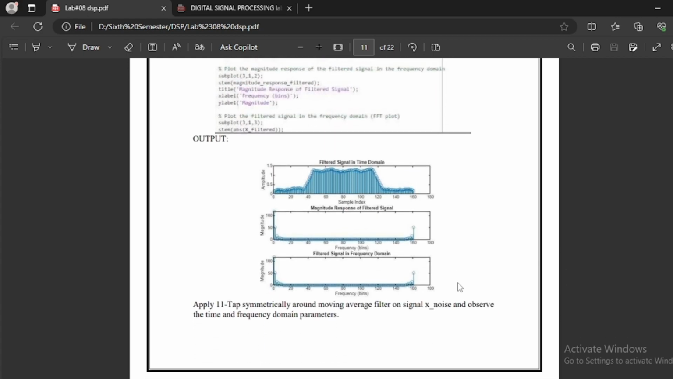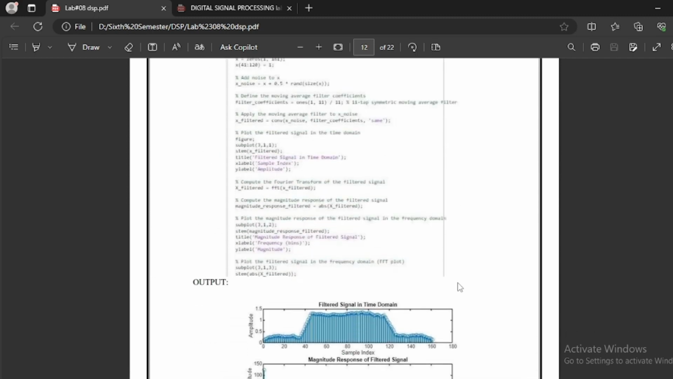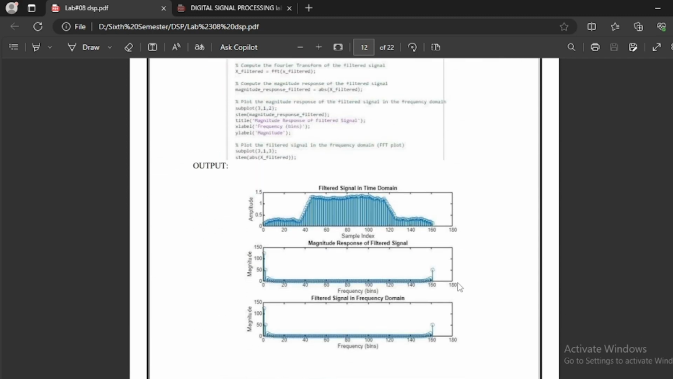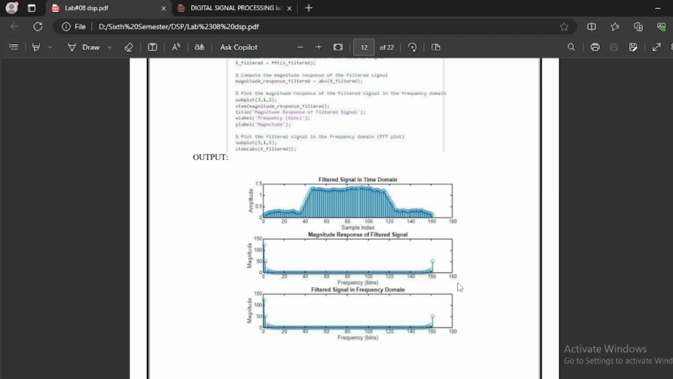Moving toward next. Apply 11 taps symmetrical around moving average filter on signal x noise and observe the time and frequency domain parameter. Here is our source code, then here is our output. In this output there are 3 figures. First filter signal in the time domain, then magnitude response of the filter signal and filter signal in frequency domain.